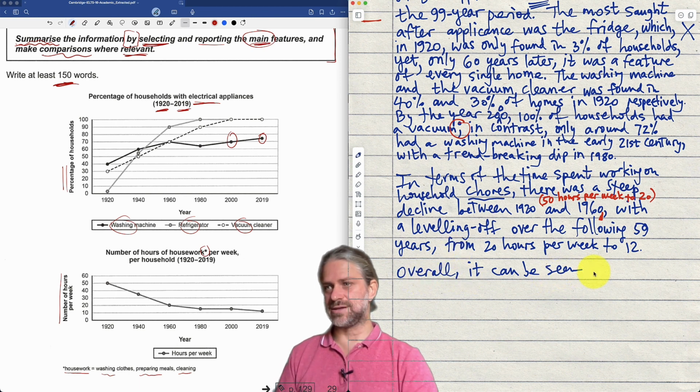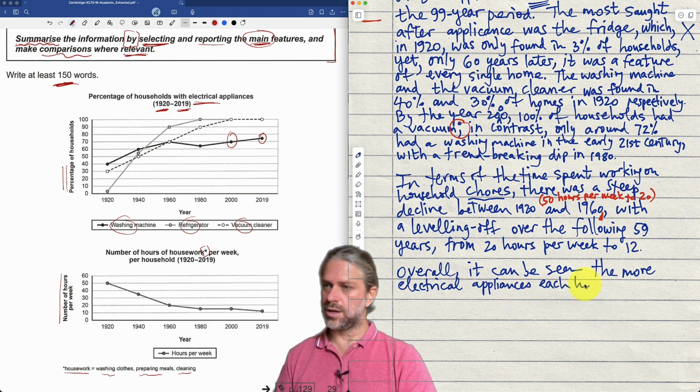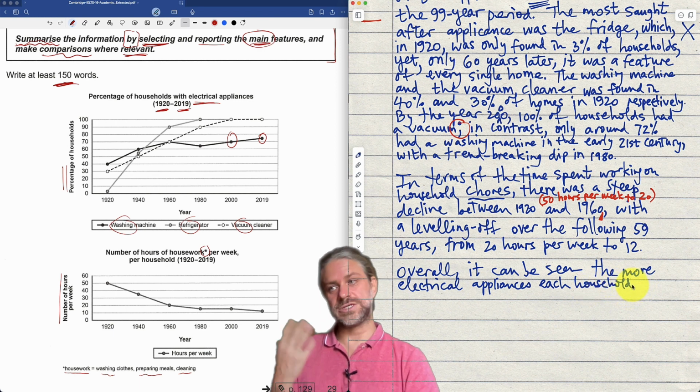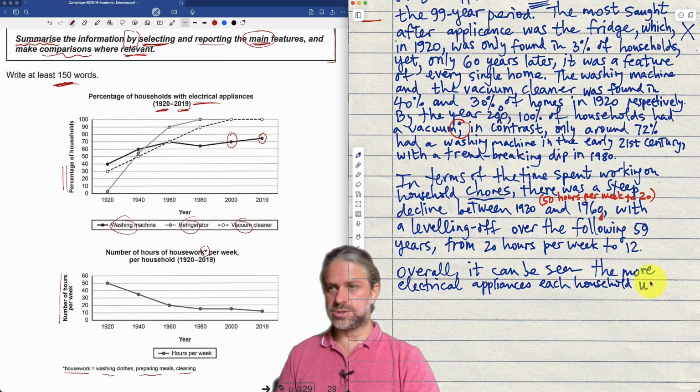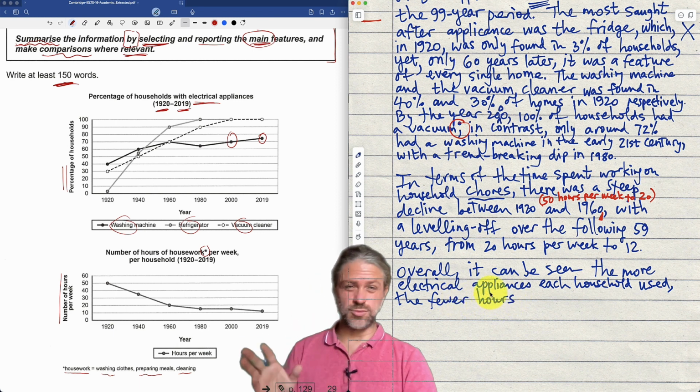Overall, it can be seen that the more electrical appliances each household had or contained, or let's use used, the fewer hours. Now, who? The people in the house? Good. What's the word for that?